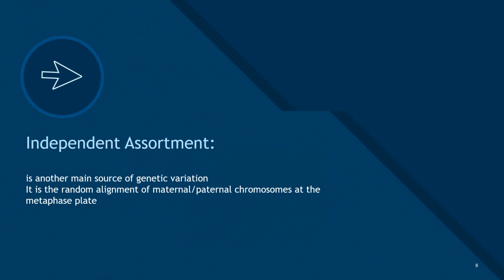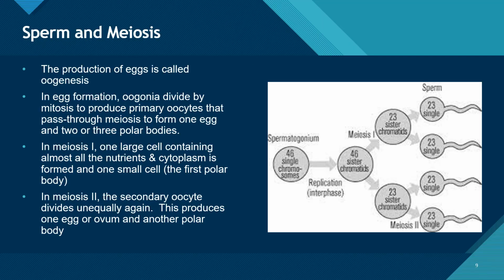Independent assortment is another main source of genetic variation, and essentially what happens here is the random alignment of maternal and paternal chromosomes, so the mom and dad chromosomes, at the metaphase plate. So when things actually start to connect together, it's sort of random, and you just get bits and pieces of whichever the mom and dad chromosomes.